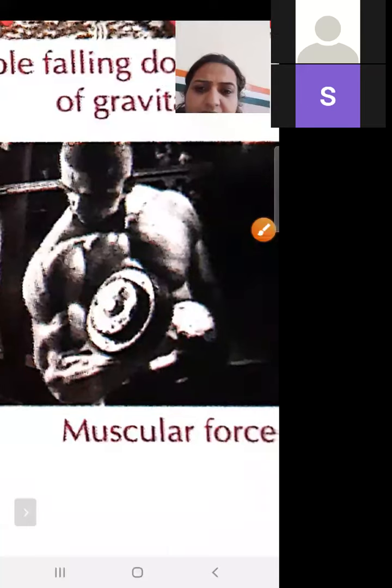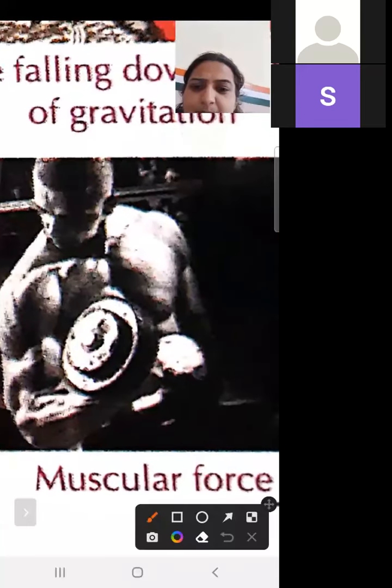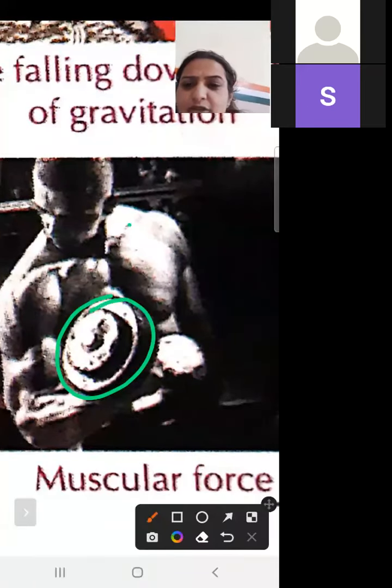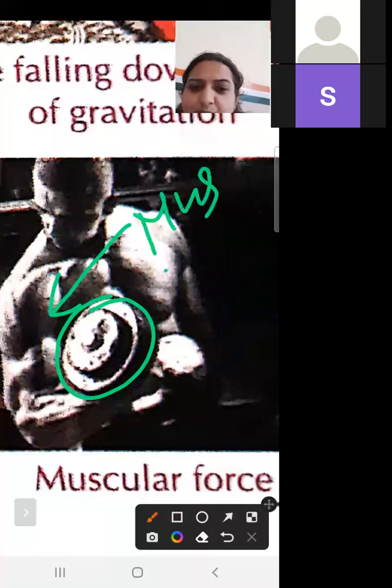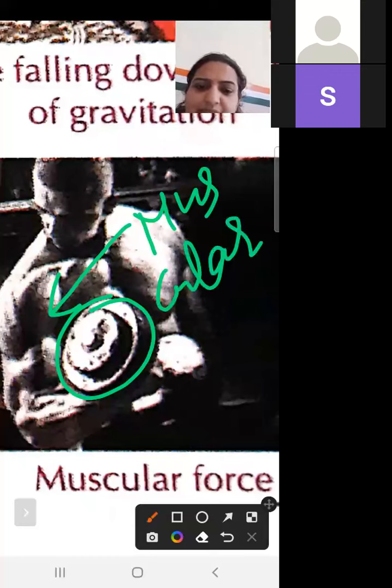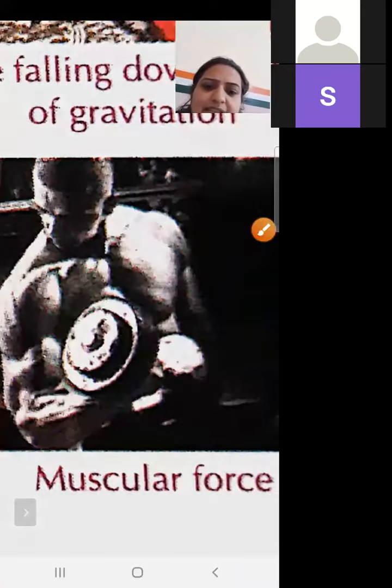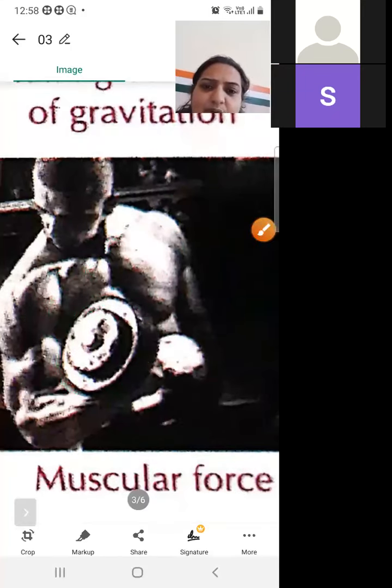Next, when we use dumbbells in the gym, a force is applied on our muscles. This is called muscular force. So these are the types of forces.